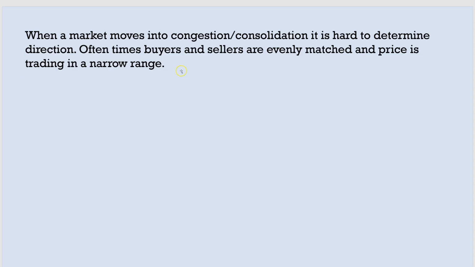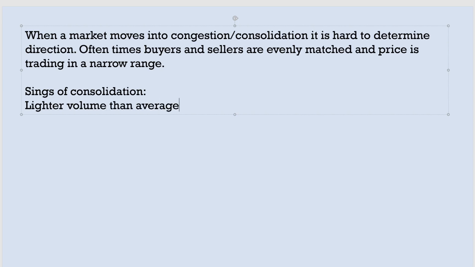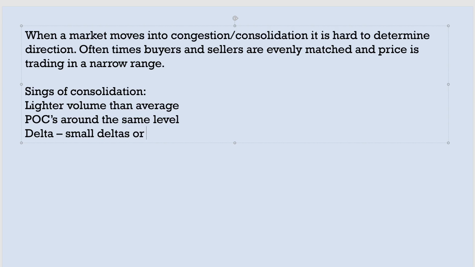I'll just write that on here. Signs of consolidation. Can't type. Lighter volume than average, I guess. POCs around the same level. And delta, you should have, how to phrase it. I don't want to say small deltas, but sort of meaningless deltas, like big deltas in one direction. Okay, well, I'll write that. Small deltas or big meaningless deltas.